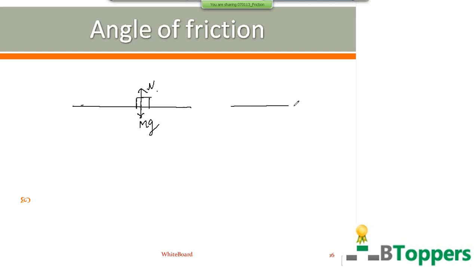Now I consider the situation when a horizontal force is applied on the block. Suppose a horizontal force is applied on the block towards right, then the force of friction on the block by the floor acts towards left side.